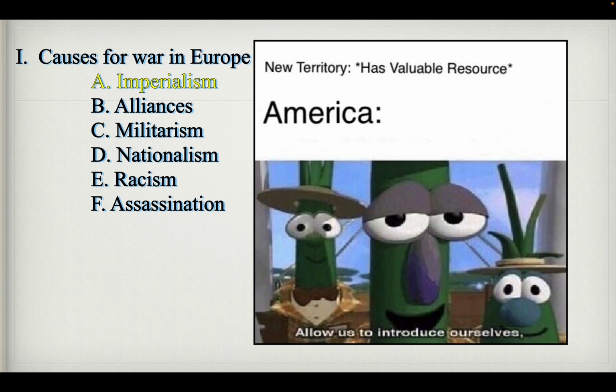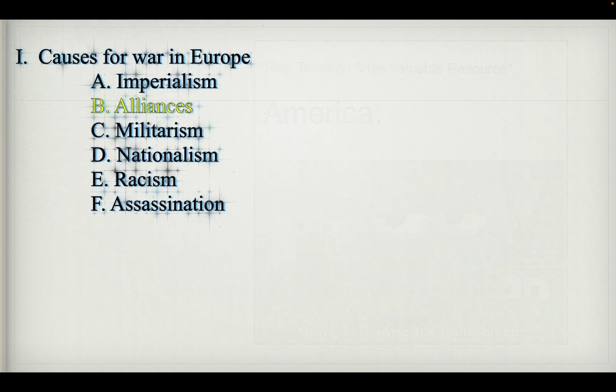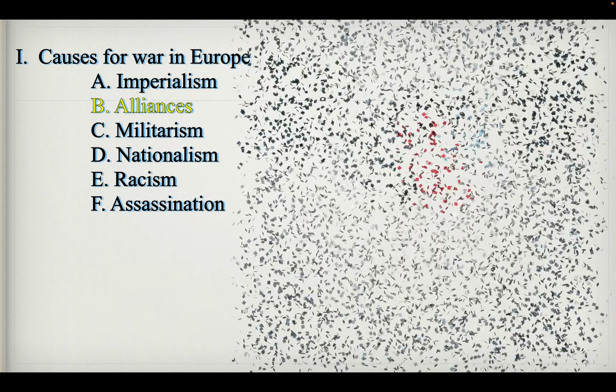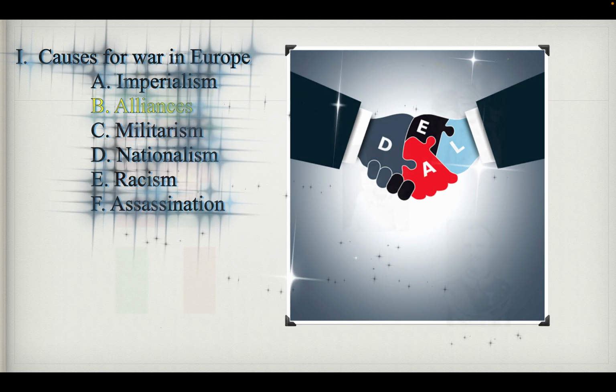Many of these European nations are vying for the same stuff. The second cause for World War in 1914 is going to be a system of alliances. Nations thought they were guaranteeing their security by making deals with other nations to come to their defense. And there's going to be two main alliances that come into play here.